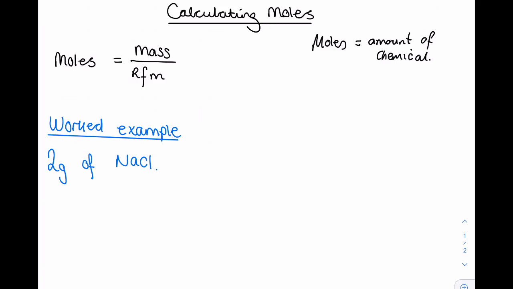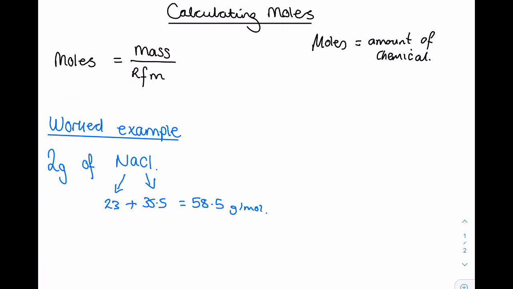So, using this equation, I'm going to do this worked example here. So let me just get the coloured pen. So 2 grams of NaCl. Now, RFM is relative formula mass. If you haven't watched the other video on calculating relative formula mass, I would recommend doing that so that you can complete this here. So relative formula mass is the first thing I would do. So I would look at the big number for Na, which is 23. I'd look at the big number for Cl, which is 35.5. And I'd add them together, which would give you 58.5 grams per mole.